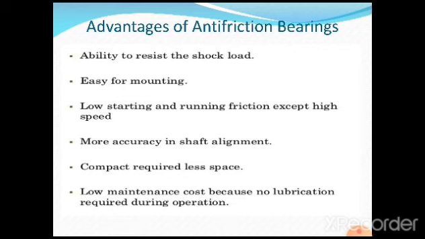Mounting is very easy for all these anti-friction bearings. Low starting and running friction, except at high speed. Whatever friction is there is very little. More accuracy in shaft alignment, definitely. Why is the alignment maintained? The alignment is properly maintained because the entire support for the spindle is given with the help of inner and outer races, and in between them the balls or rollers are mounted. That is why the accuracy is maintained better compared to hydrostatic and hydrodynamic bearings.